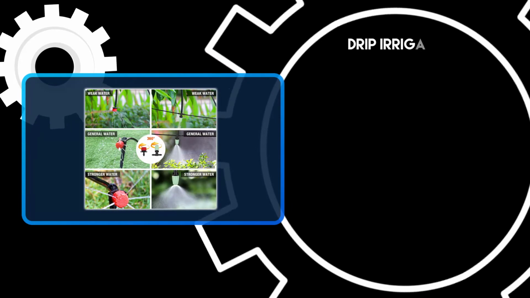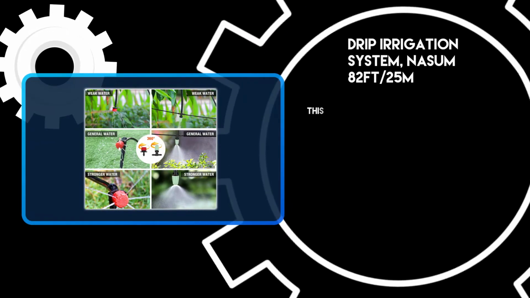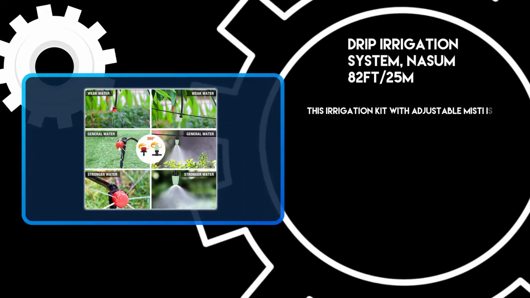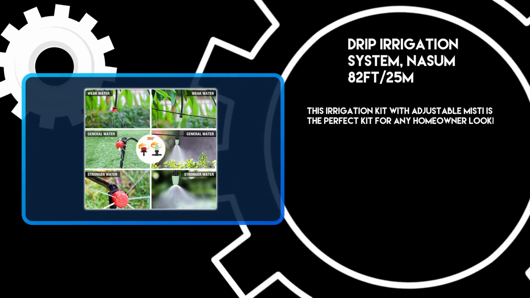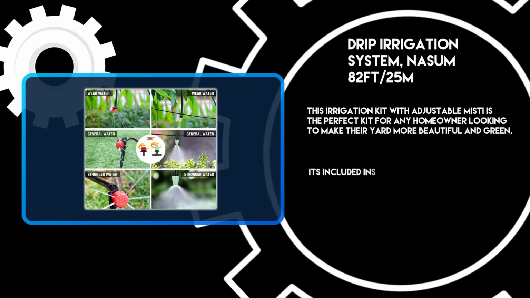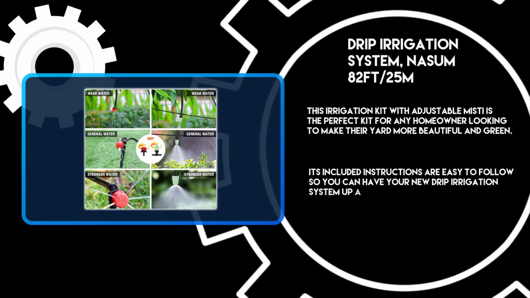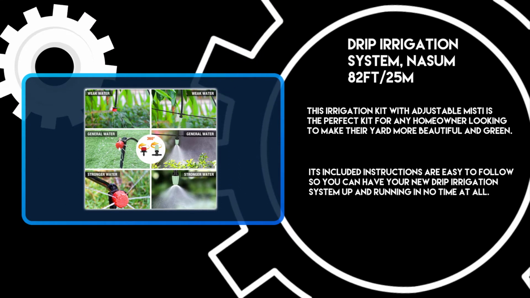At number 3, Drip Irrigation System, NASUM 82 feet, 25 meter. This irrigation kit with adjustable misty is the perfect kit for any homeowner looking to make their yard more beautiful and green. Its included instructions are easy to follow, so you can have your new drip irrigation system up and running in no time at all.